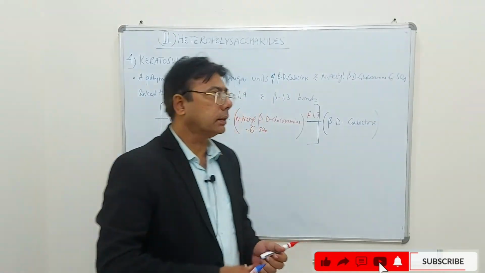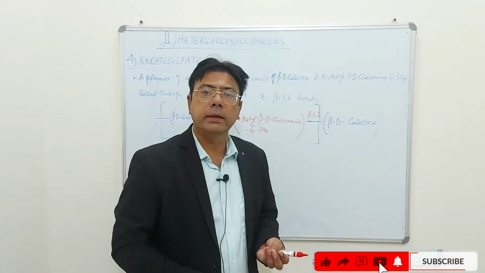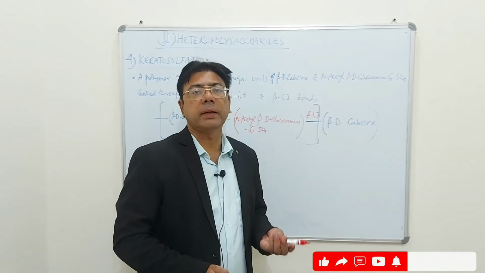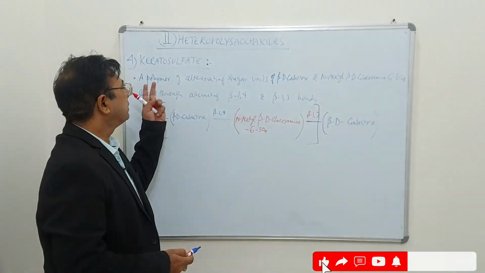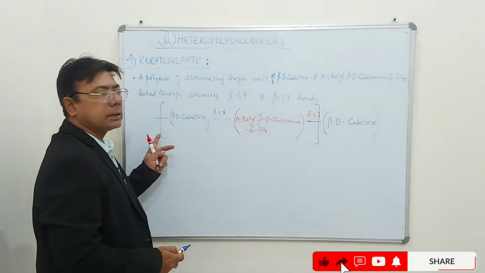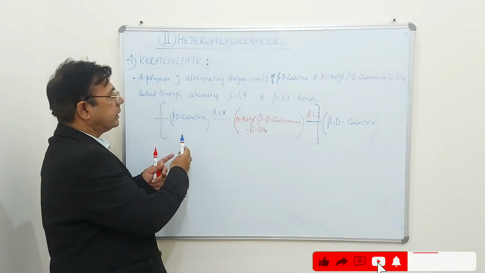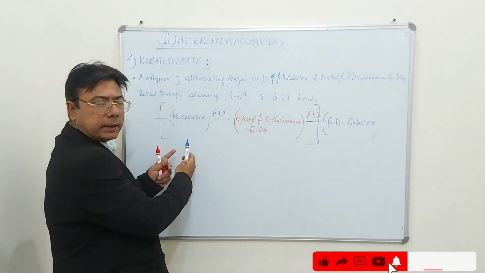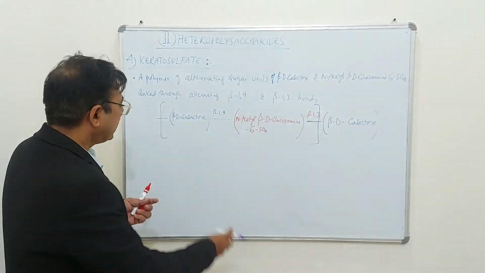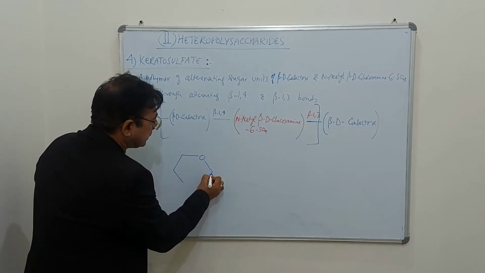Now see another heteropolysaccharide which is also very common and is found in the exoskeleton, which is made up of keratin. So the name itself is suggesting that it's a component of a keratin derivative. It is called keratan sulfate, and as you see, this is made up of alternating units of beta D-galactose and N-acetyl beta D-glucosamine 6-sulfate. So again you can easily draw this structure once you know the basics.